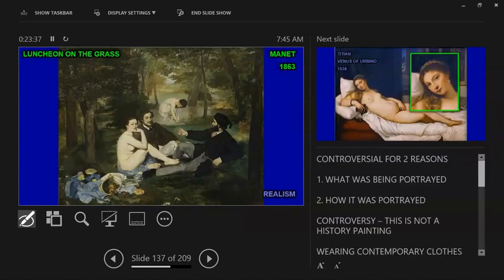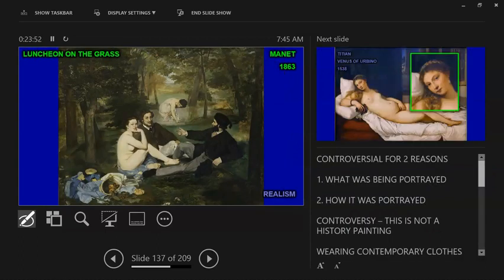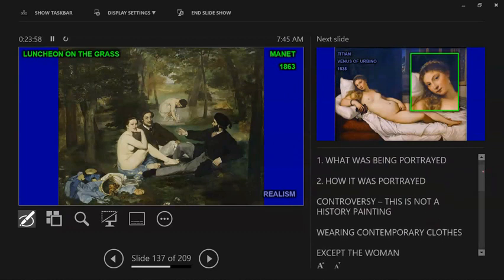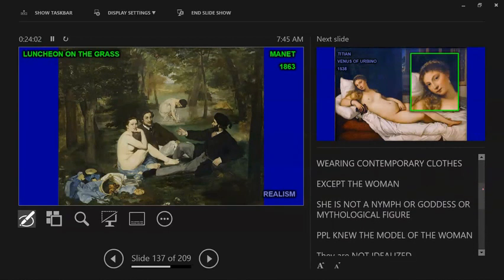All right, let's take a look at this painting. This painting is very controversial for two reasons: what was being portrayed and how it was portrayed. And the controversy is, it's a very large painting, so it should be a history painting, but it's not a history painting. And one of the reasons why you can tell it's not a history painting is because they're wearing contemporary clothes, except the woman.